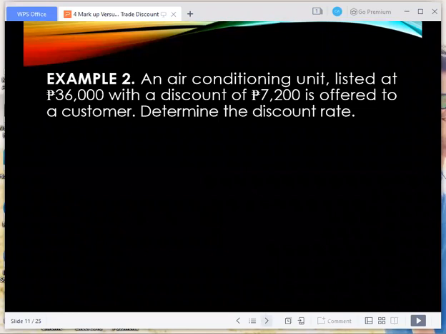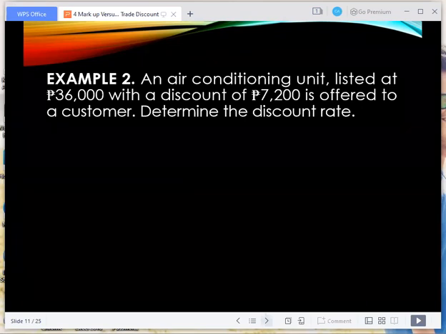Another example, an air conditioning unit listed at 36,000 pesos with a discount of 7,200 is offered to a customer. Determine the discount rate. So what we want is the discount rate. What is 36,000 here? 36,000 is the original price. And then there is a discount of 7,200. And this is the discount, trade discount. What we want is to solve for the discount rate.